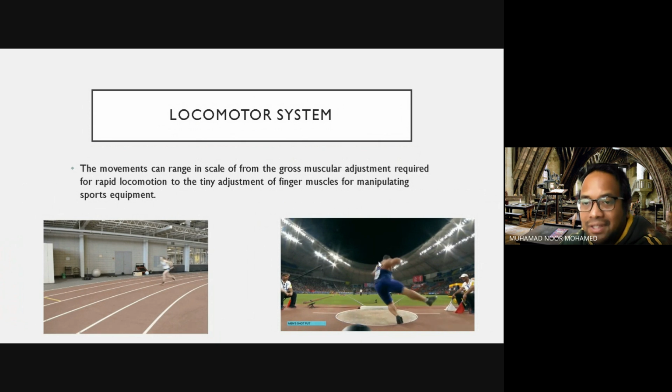So we always start with large muscle groups, and then it goes down to the smallest, tiniest muscles for accuracy.